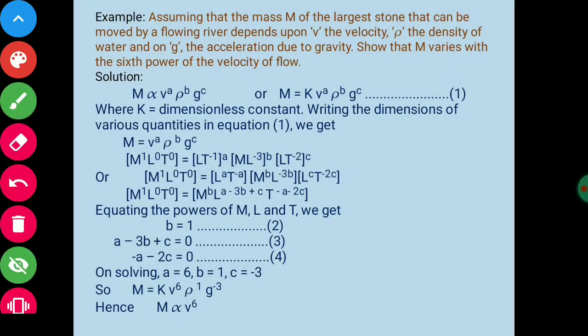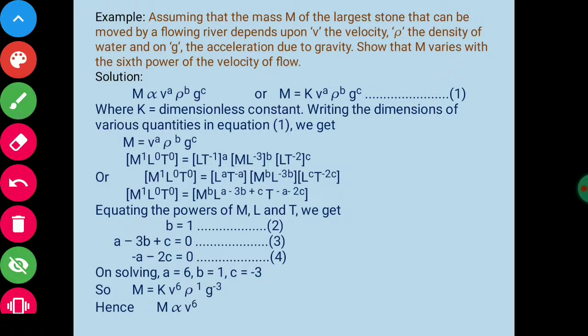Now when we move from proportional to equal, a constant is there. So m is equal to k v raised to power a, rho raised to power b and g raised to power c. Give it equation number 1, where k is what? Dimensionless constant. Writing the dimensions of various quantities in equation number 1, we get M equals V raised to power a, rho raised to power b, g raised to power c.